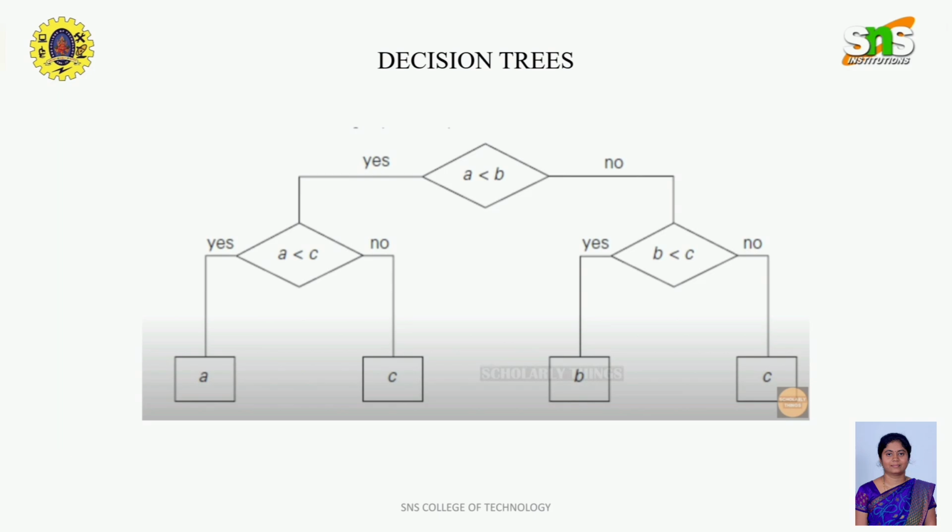Then going on to the first decision, that is A less than B, if it is not true, then we'll check if B is less than C. And yes, if B is less than C, we'll select B as the lowest number, and if not, we'll select C as the lowest number.